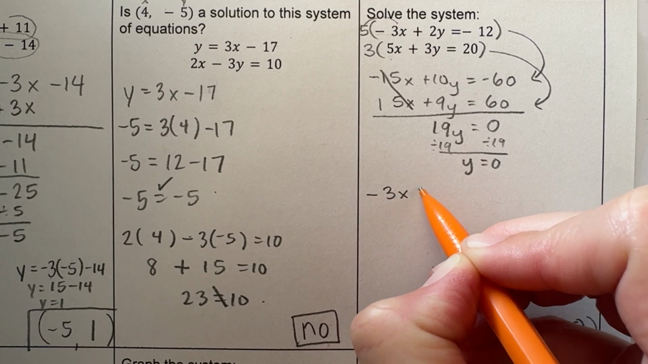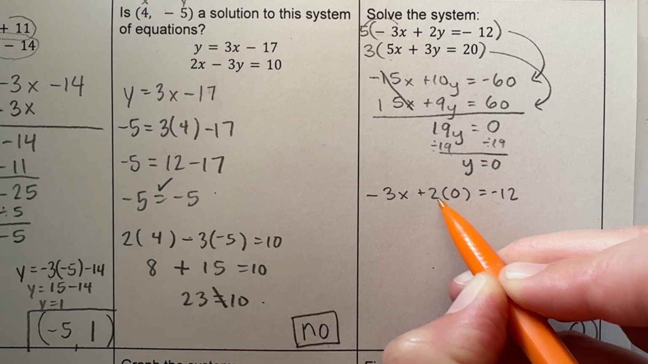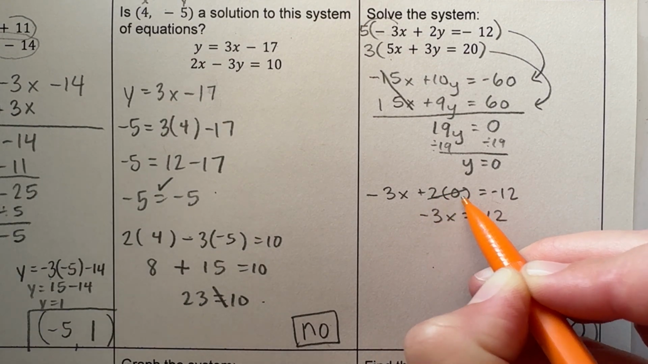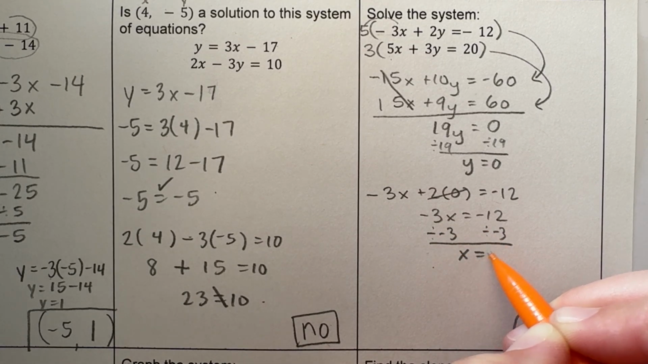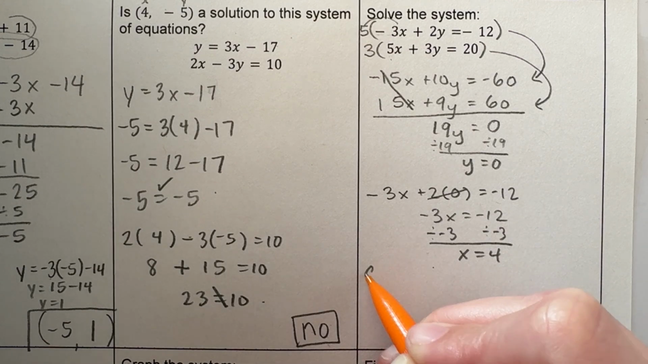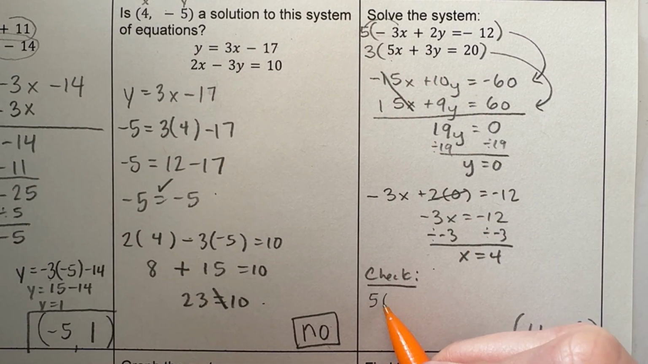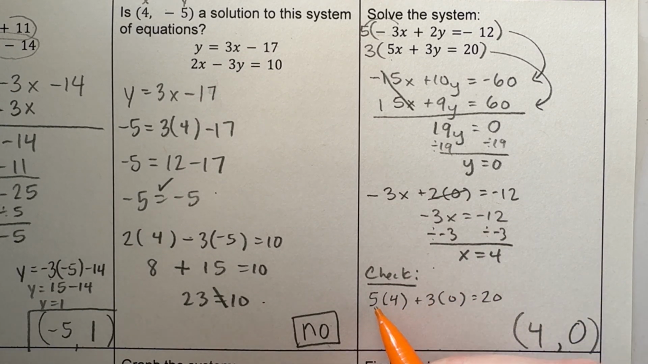So let's plug in here, negative 3x plus 2y equals negative 12. Y is 0. Okay, so this just becomes negative 3x equals negative 12, right? Because 2 times 0 is just 0. I'm going to divide, and I get x equals 4. Okay, and then let's check it in the other equation. So this is 5 times x plus 3 times y equals 20. 5 times 4 is 20 plus 0 equals 20. That is true. 20 plus 0 is 20, and we are good.